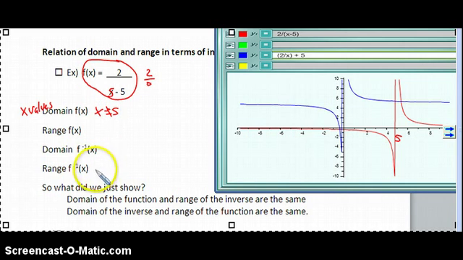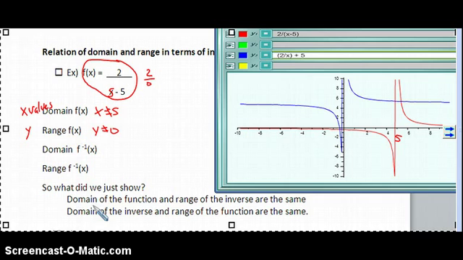The range would be the y values, and the graph is below the x-axis here, and then it comes above the x-axis here. So the only y value that's not working is the y value of 0. So y cannot be equal to 0. All other y values are working here.